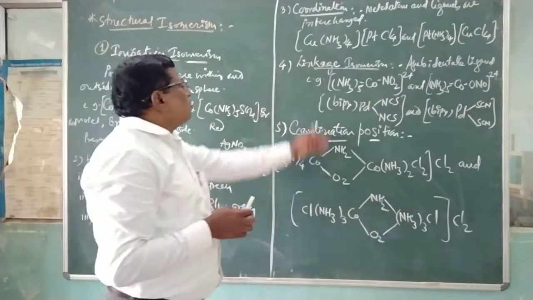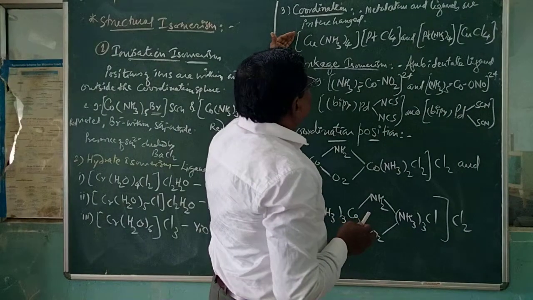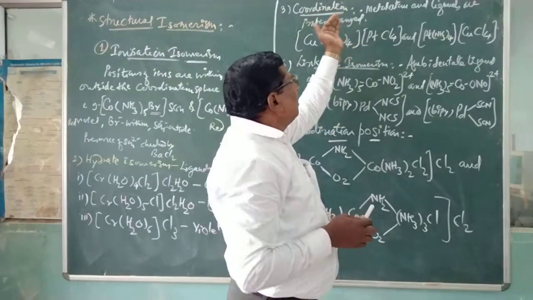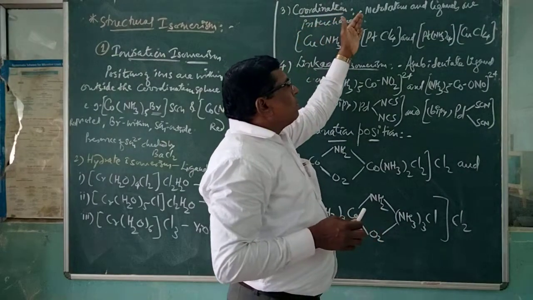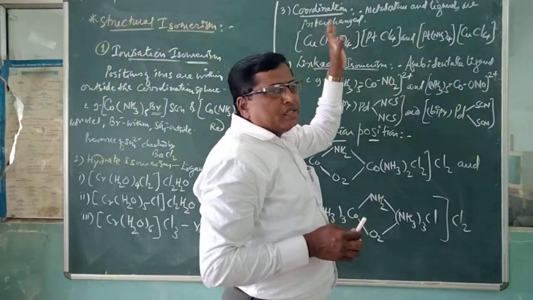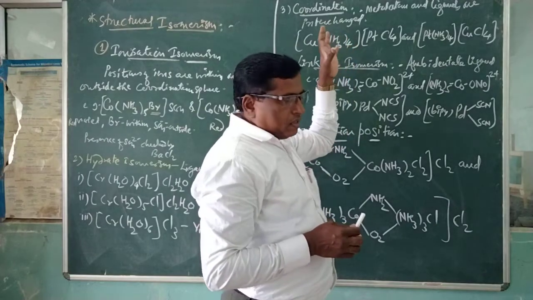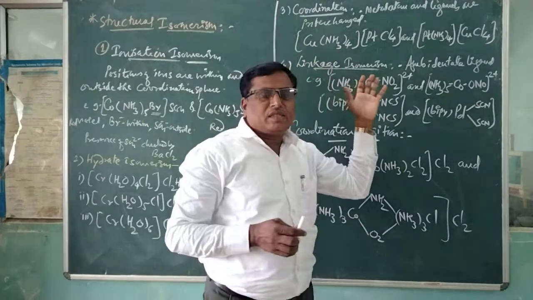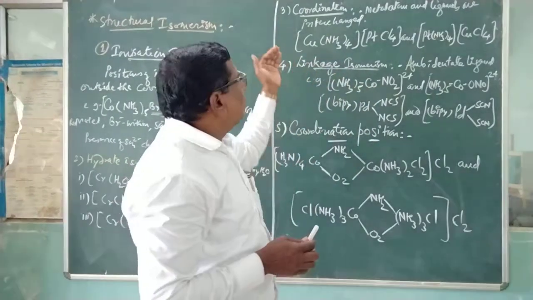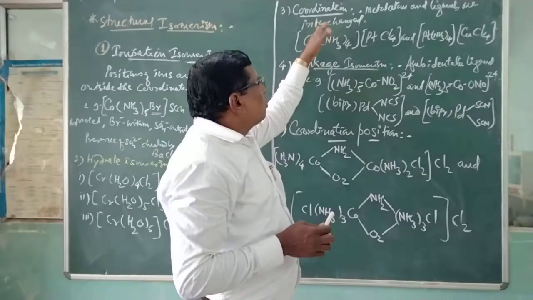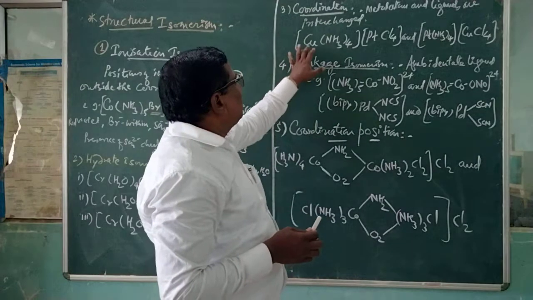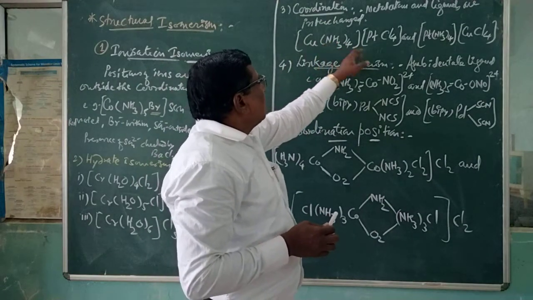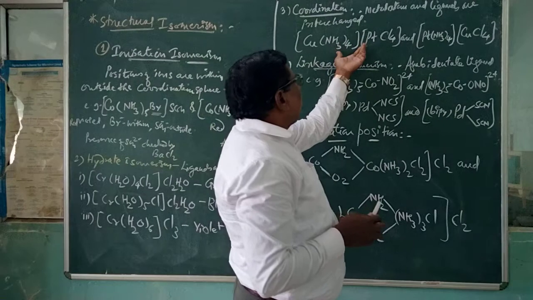Now again we come towards coordination isomerism. Coordination isomerism is nothing but isomerism in which the metal atom and ligands are interchanged in complexes. The complexes in which metal atom and ligands are interchanged are called coordination isomers. If we take here the first complex, that is [Cu(NH3)4][PtCl4], this is one of the complexes.